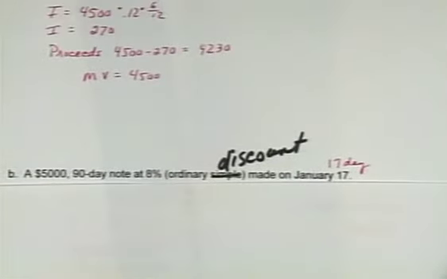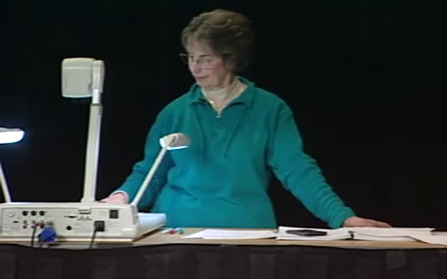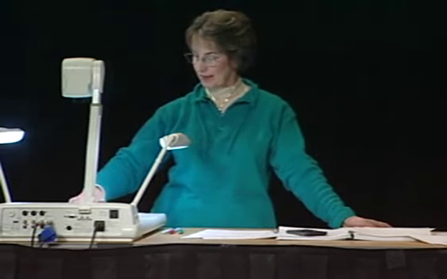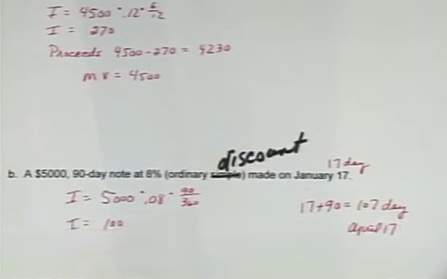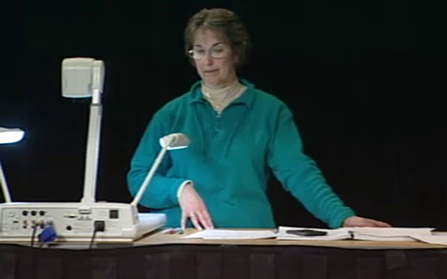So, when is it due? April 17th. Good. Which is day 107, right? We did 90 divided by 360 for our time. Interest is $100. Proceeds are $4,900. Maturity value is $5,000. We're going to wait and do the rest of this unit on Monday when we get back together.